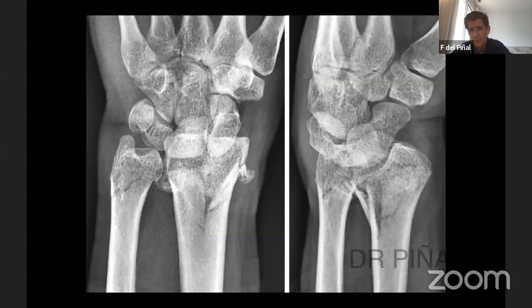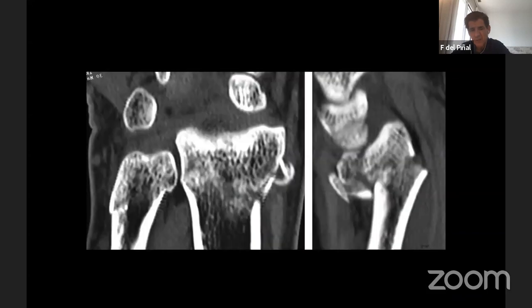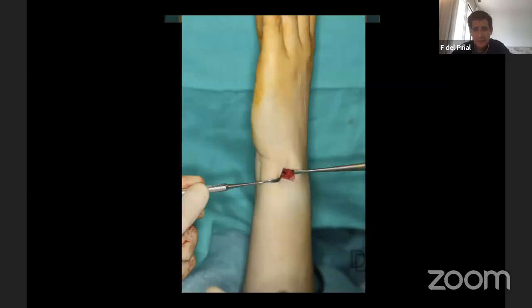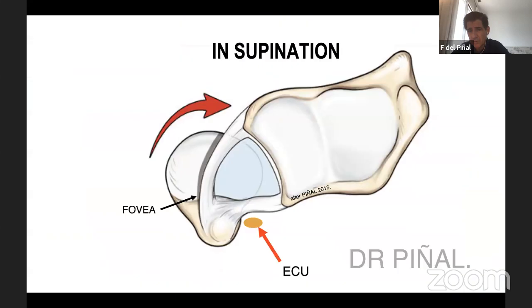So this is an extra-articular fracture, but it also had a neck fracture here, not too comminuted. And for her, it is a bit the same as when we insert the TFCC anchors. If you put the hand in supination, the fovea is right there. You need just a small incision, provided you are in supination, because if you put it in neutral, all these structures will be in the way.